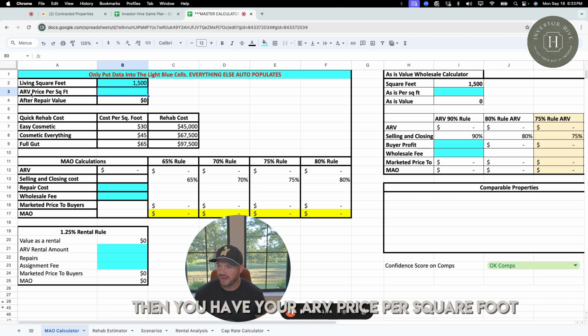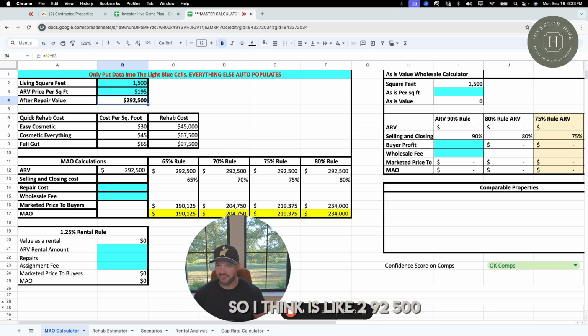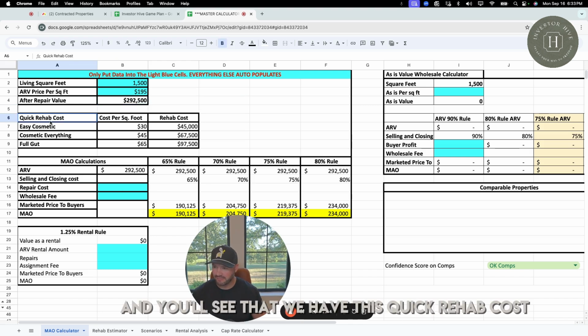Then you have your ARV, price per square foot. That is your after repair value, price per square foot of the house. For simplicity, we'll say that this one is $195 a square foot, which I think is like $292,500. There it is. Then you'll come down here and you'll see that we have this quick rehab cost.